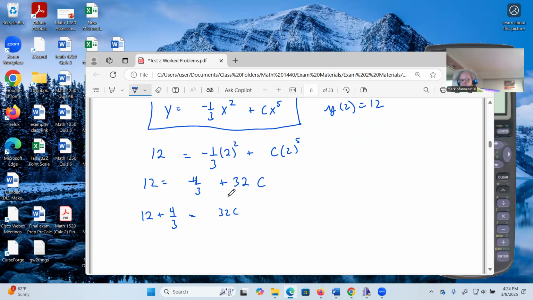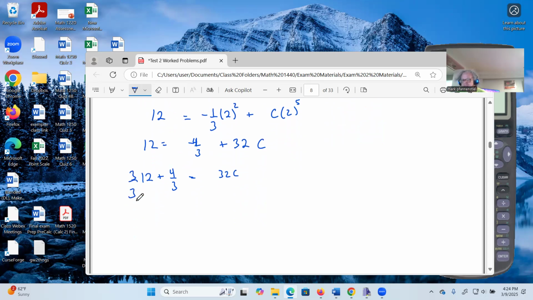All right, not too bad. We have to go ahead and get common denominators here. That's 3/3. So 3 times 12, I think we're going to get 36. Yeah, 36 plus 4 all over 3 is equal to 32C. 36 plus 4, we're going to end up with 40/3 equals 32C. Go ahead and divide both sides by 32, and we'll get C is equal to 40 divided by 3 times 32. I'm going to be lazy and do it this way.